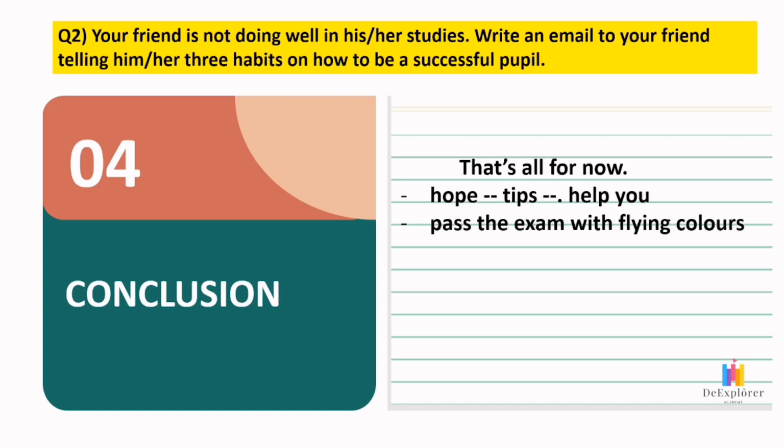Pass the exam with flying colors. Flying colors means 很好的成绩, 就是在考试及格, 又拿到很好的成绩. If you want to write a longer sentence, maybe you can say 我希望这些知识可以帮你在考试得到很好的成绩. So that's for your conclusion. You can start writing now.